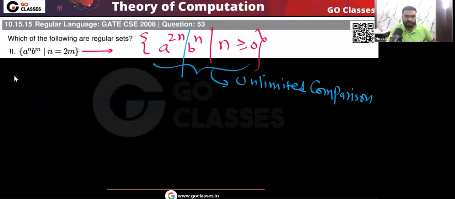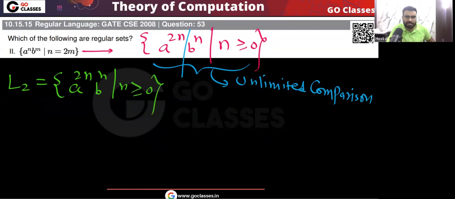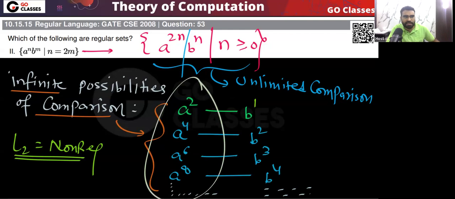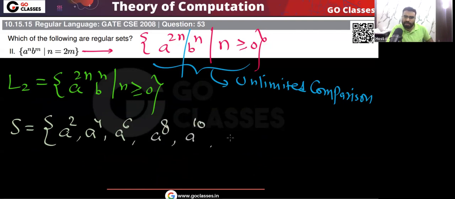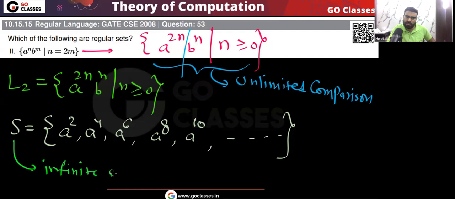Basically, for this language L2, that is a power n, b power n, what you can do is consider these infinite possibilities as a set S. Is this clear? Basically, in this set S you can take a power 2, a power 4, a power 6, a power 8, a power 10, and so on. Is this an infinite set or not? Tell me. This is an infinite set.